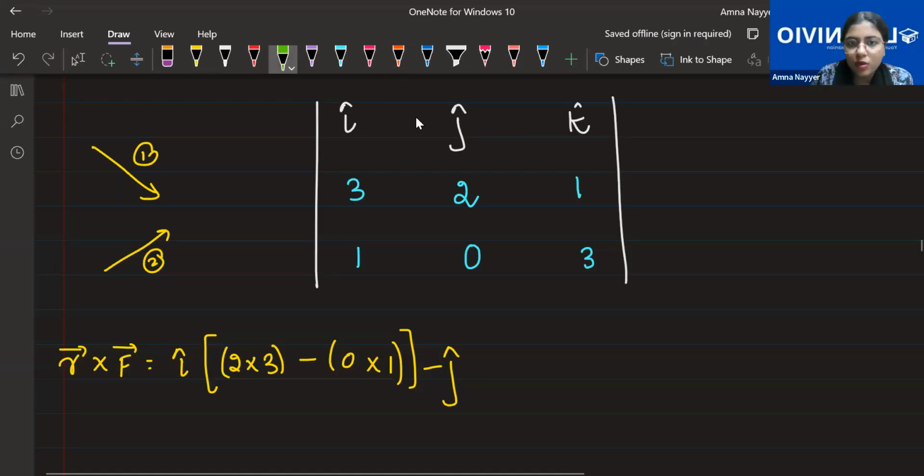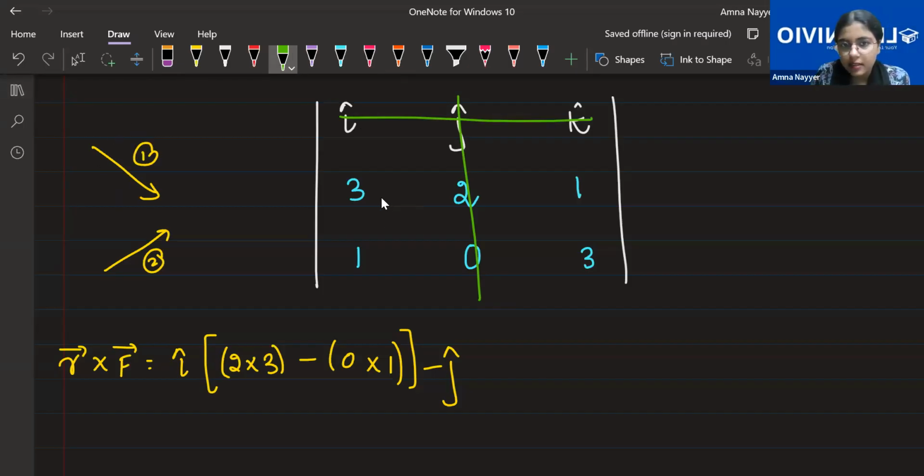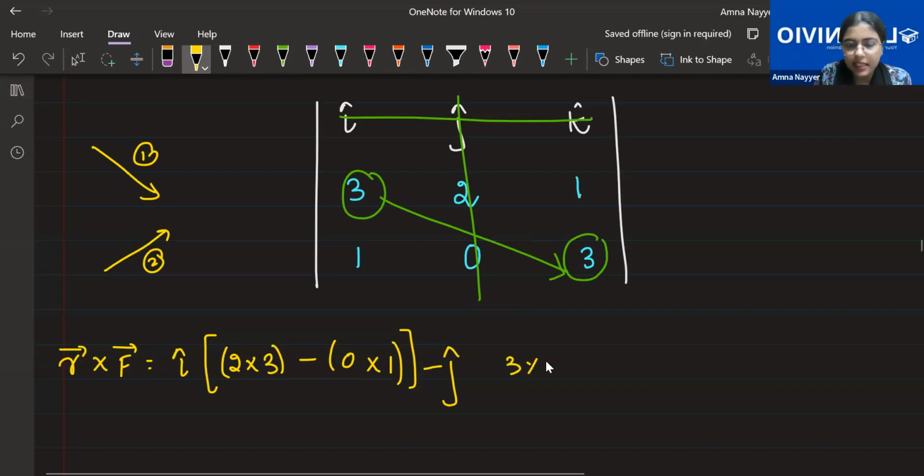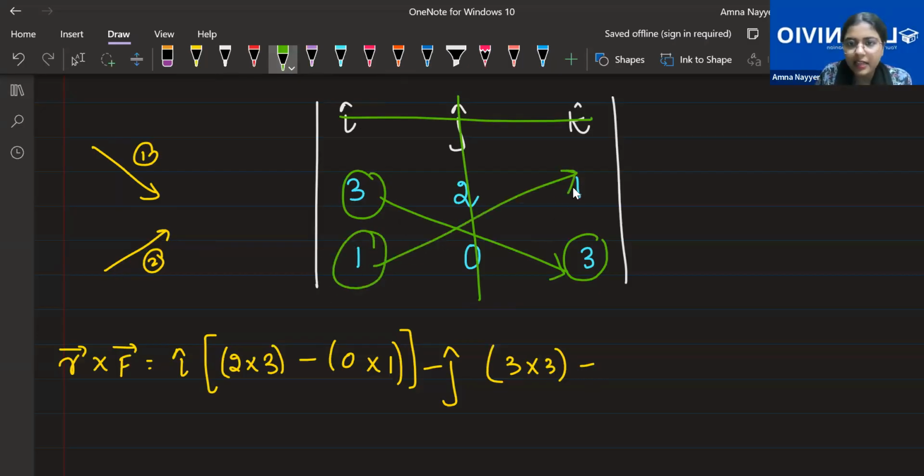So what will we do? Cut J cap completely. Then what was our step? We move diagonally down, right? So these 2 will be multiplied: 3 multiplied by 3. So I'll write first 3 into 3 minus, what do we do next? This one. We go like this, right? 1 into 1 minus 1 into 1. J cap is clear?